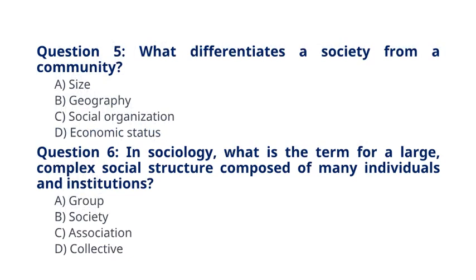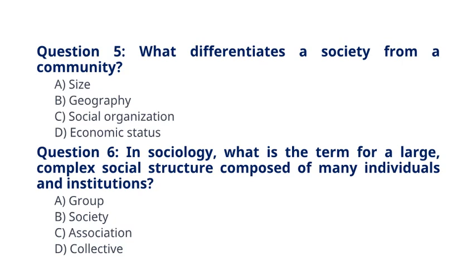Question 5. What differentiates a society from a community? A. Size. B. Geography. C. Social organization. D. Economic status. The correct answer for question 5 is option C. Social organization.